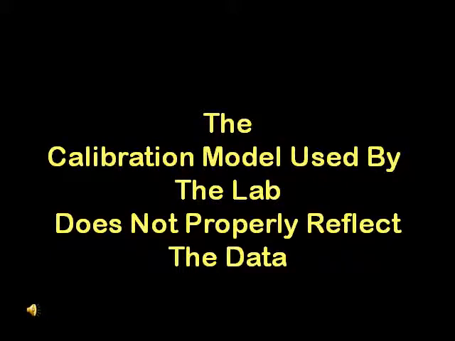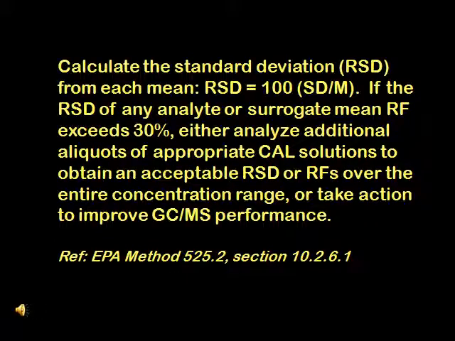In this section, we will discuss how a calibration model being used by a lab can appear to be acceptable by the method criteria, but does not properly reflect the data. EPA Method 525.2 in Section 10.2.6.1 states, calculate the standard deviation from each mean. RSD equals 100 times the standard deviation divided by the mean.